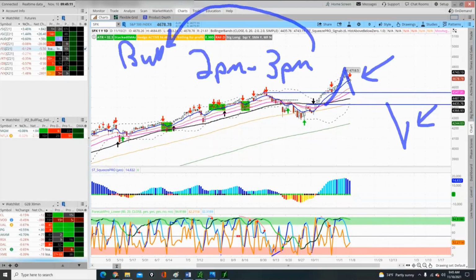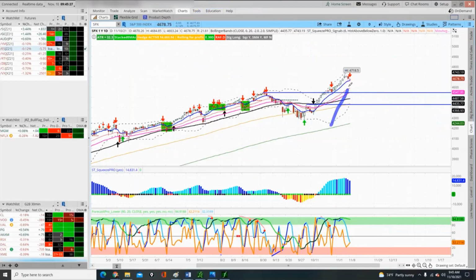And he wanted to trade a flag as it was pulling back, in anticipation that it was going to bounce. That's it. That's all he traded. And he just absolutely obliterated. He crushed it.